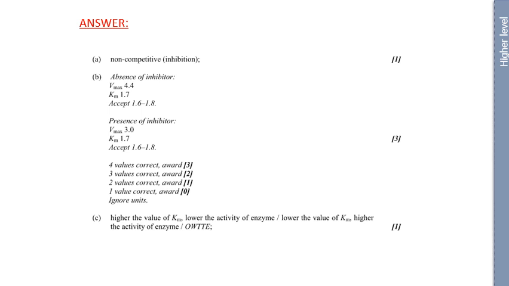Okay, so it looks like it's going to be non-competitive inhibition from the shape of the graph. In the absence of inhibitor, Vmax is 4.4 and Km is 1.7, and in the presence of the inhibitor, from the graph, Vmax is 3 and Km stays the same at 1.7. The higher the value of Km, the lower the activity of the enzyme. The lower the value of Km, the higher the activity of the enzyme. Okay, so you can have both arguments.